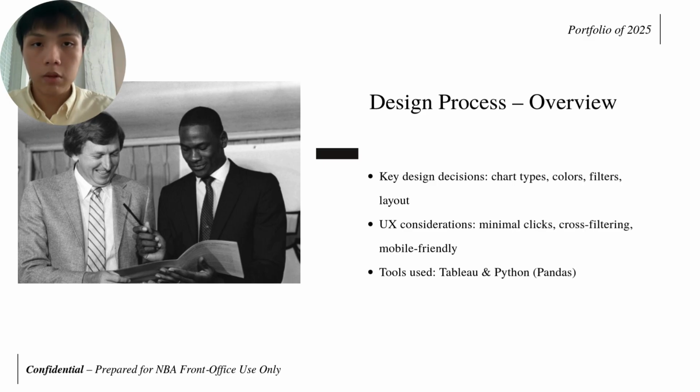The layout was designed to mimic the workflow of front office personnel. Filters were placed at the top of the dashboard to allow quick access, and the charts follow a left to right order, beginning with physical attributes, then college, draft status, efficiency, and ending with age. This mirrors how scouts and analysts typically evaluate players.